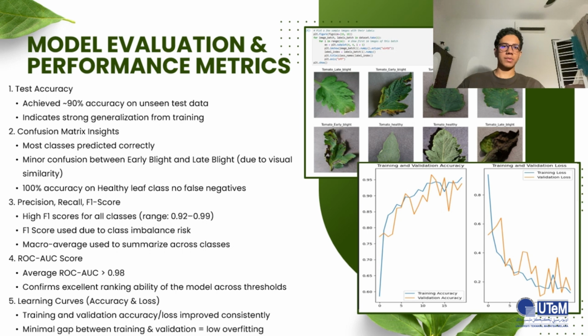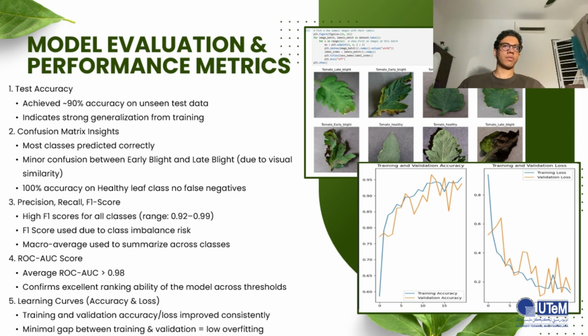Assalamu alaikum, Doctor. I'm Zaid Khalid. I'm going to continue with model evaluation and performance metrics. For the test accuracy, we have achieved around 90% accuracy on the dataset, which indicates the model has generalized well and hasn't overfit to the training data. And looking at the confusion matrix, we see that most classes are detected correctly, especially tomato bacterial spot and tomato healthy.